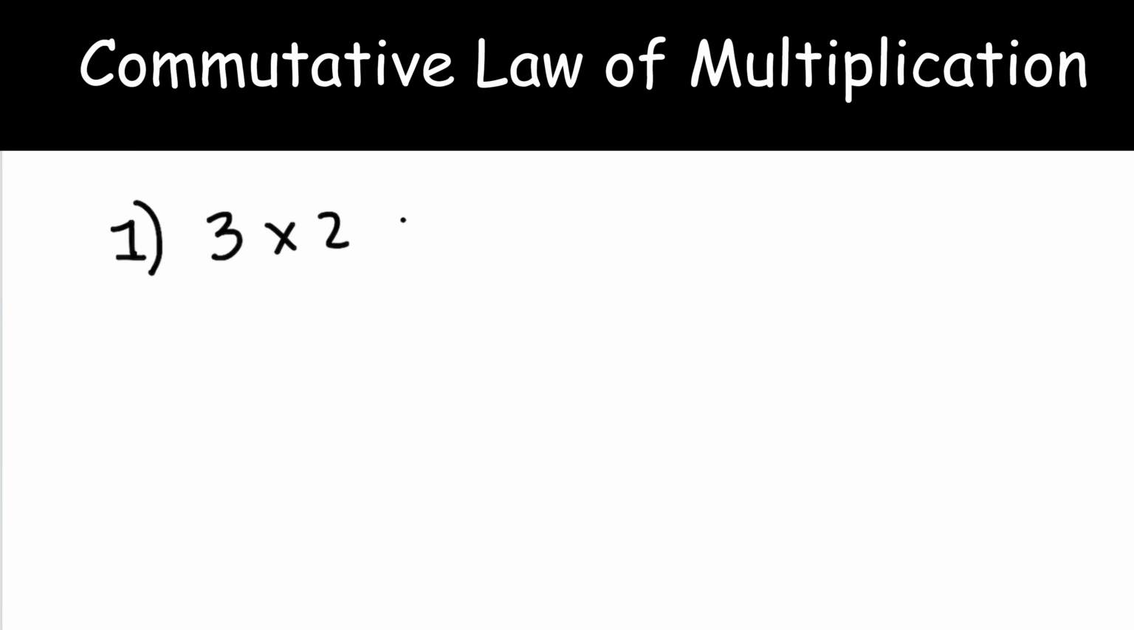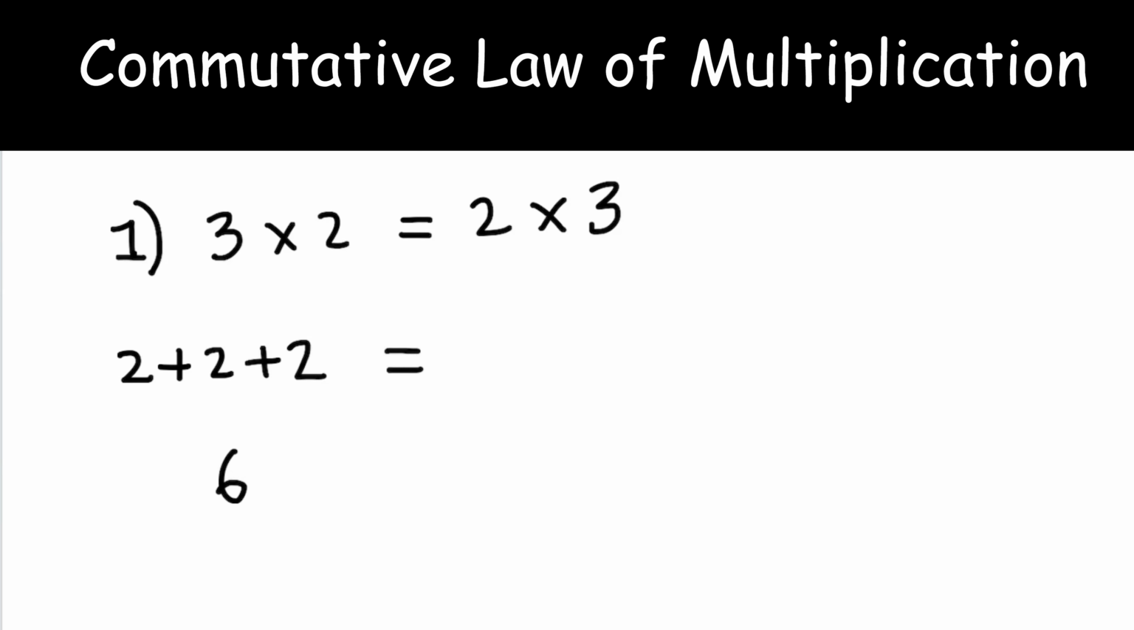Now we're going to look at an example of this commutative law of multiplication. The example we're going to look at is 3 times 2. We know that 3 times 2 is equal to 2 times 3 due to the commutative law of multiplication. We can understand this because 3 times 2 means 3 lots of 2, which can also be represented as 2 plus 2 plus 2, which we know is equal to 6. In the same way, 2 times 3 could be seen as 2 lots of 3, which can be presented as 3 plus 3, which is also equal to 6. And this illustrates the commutative law of multiplication.